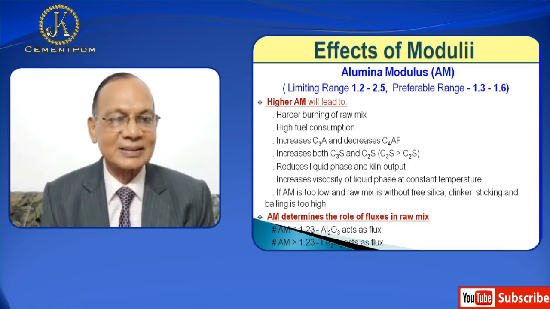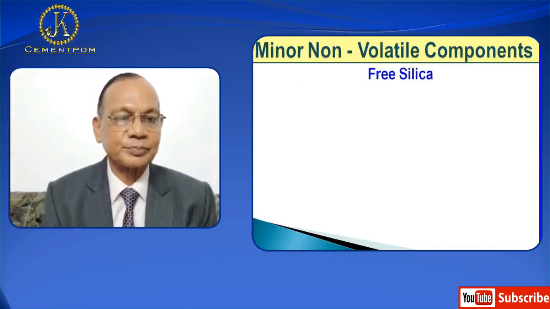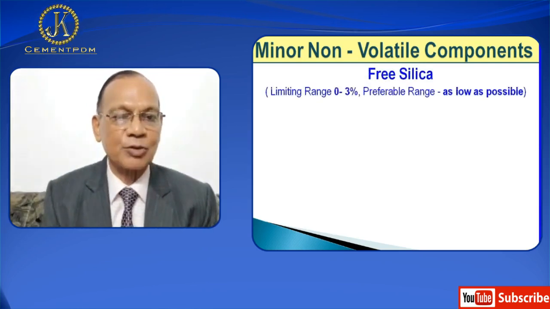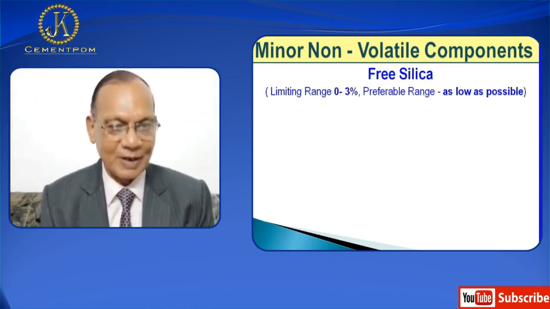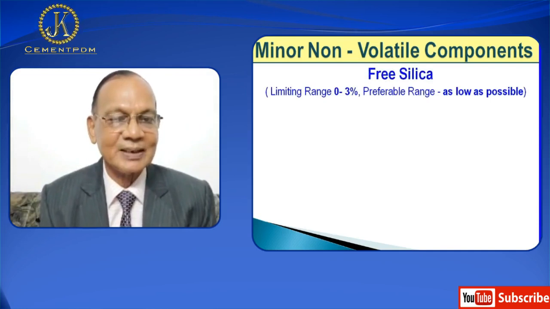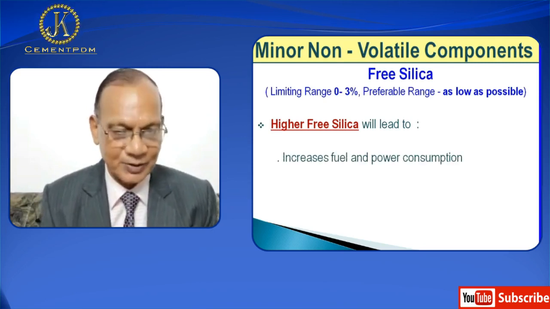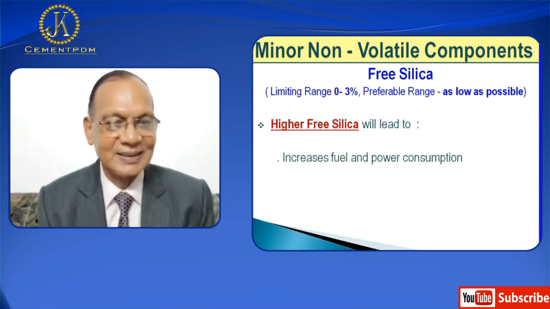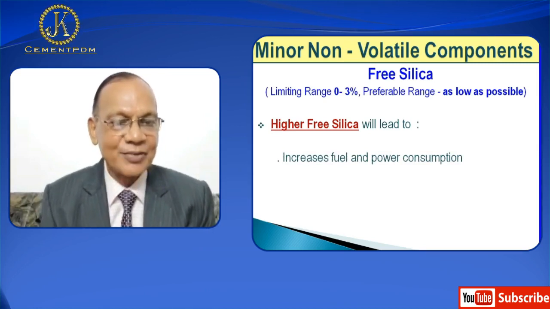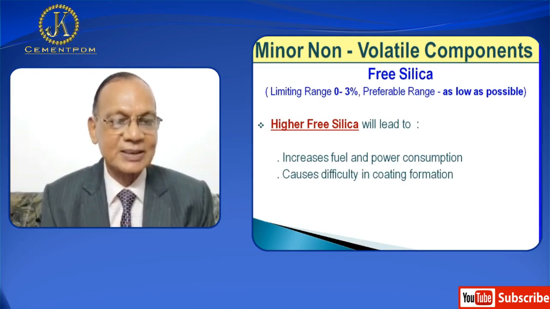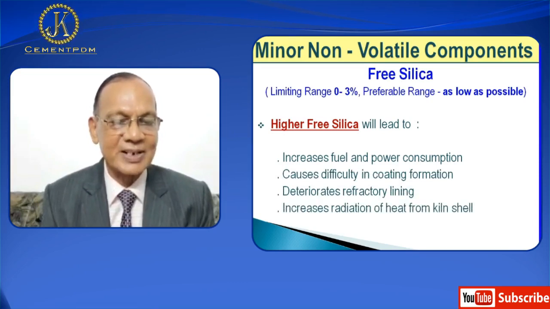Now I will discuss the effect of minor non-volatile components one by one. First is free silica. Here the limiting range is 0 to 3% and the preferable range is as low as possible. The lower the free silica, the better. Higher free silica increases fuel and power consumption. It causes difficulty in coating formation, deteriorates refractory lining, and increases radiation of heat from the kiln shell.